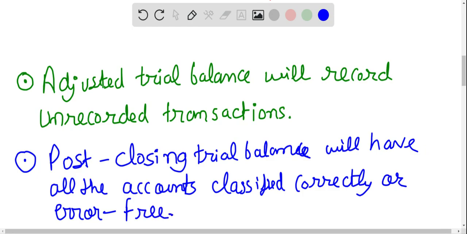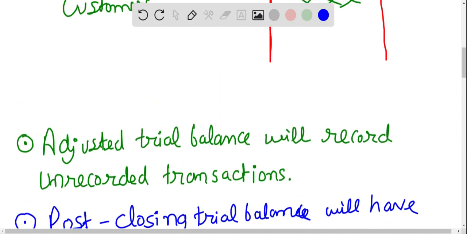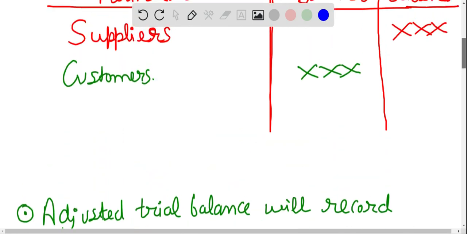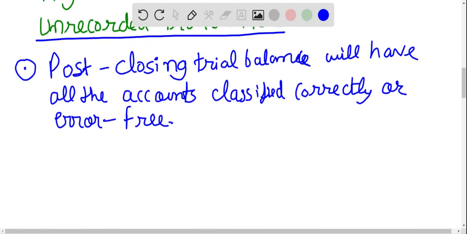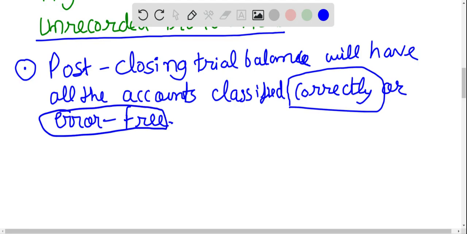Now what happens when adjusted trial balance will be prepared? It will record every unrecorded transaction which has been missed by the accountant employed by the business entity. Now post closing trial balance is the actual trial balance which will be used to prepare the balance sheet, and all of the accounts which will be classified in post closing trial balance will be correct, or we can say error free. Those accounts will never be likely to miss any transaction.